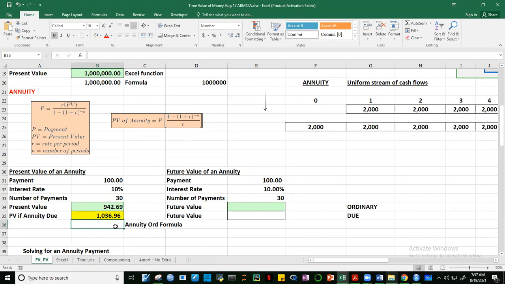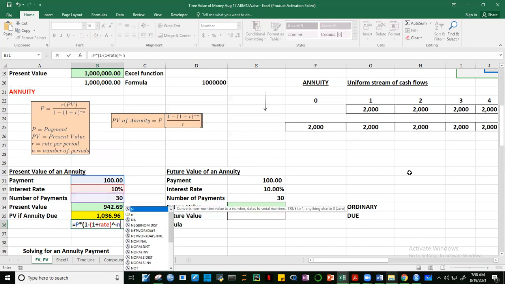Okay, so let's compute for the present value using this one. So it's equal to P, right? P times the quantity 1 minus 1 plus the rate, right? 1 plus the rate, and then raised to the negative n, okay? Negative n. Okay, we can close this.